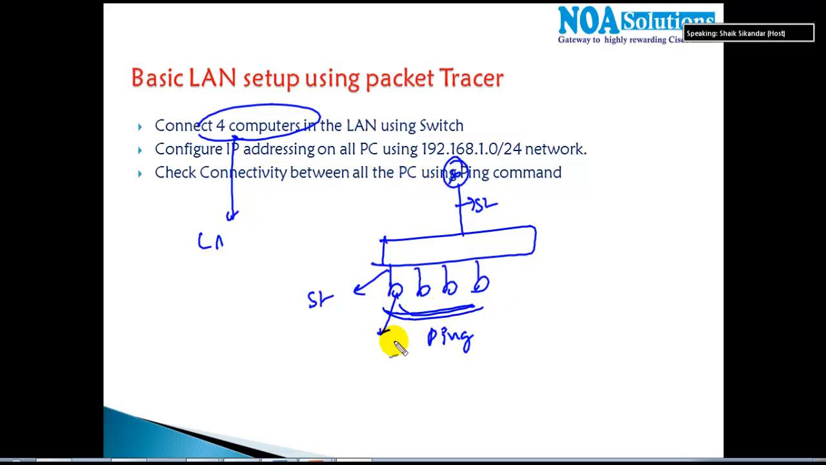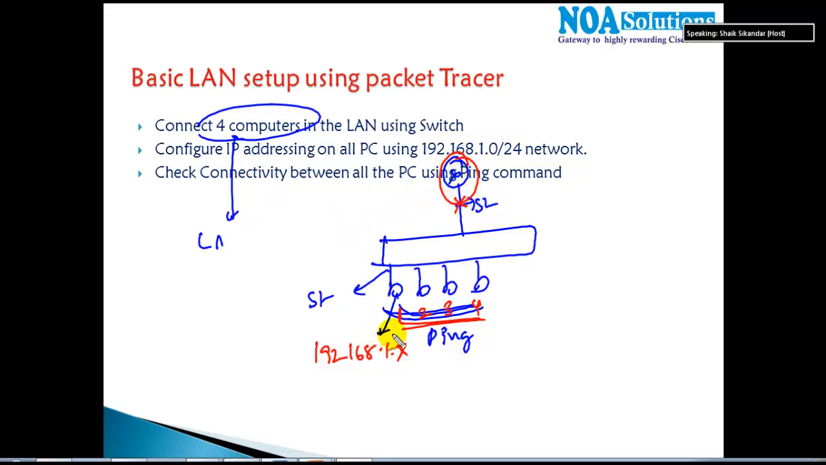Let's say the IP addressing will be, I'll be using the 192.168.1.x network, where I'll be using 1.1 here, 1.2, 1.3, 1.4. So the X represents these numbers on all the PCs. Anyway, we are going to connect the routers later on when we get into some more advanced topics.